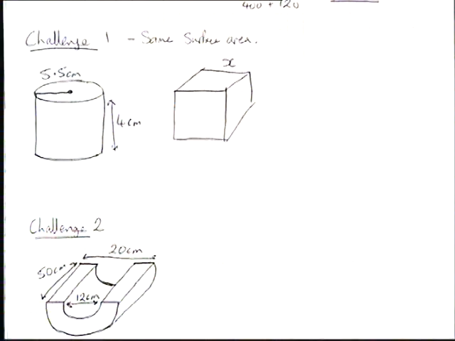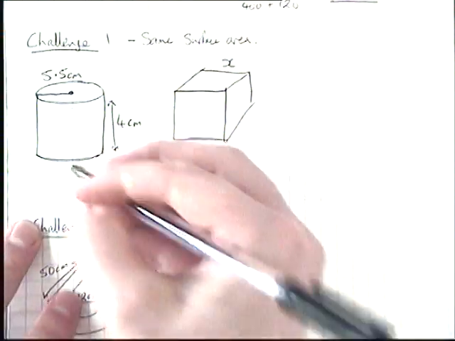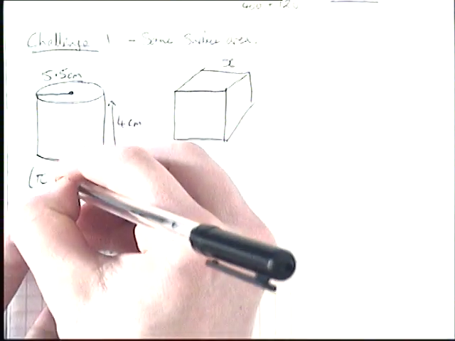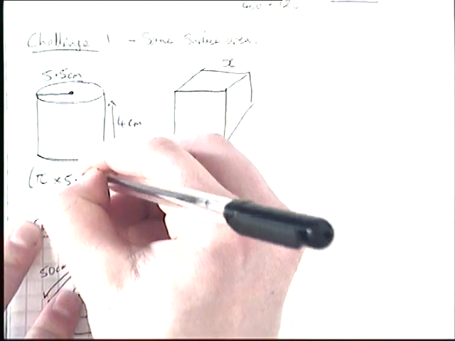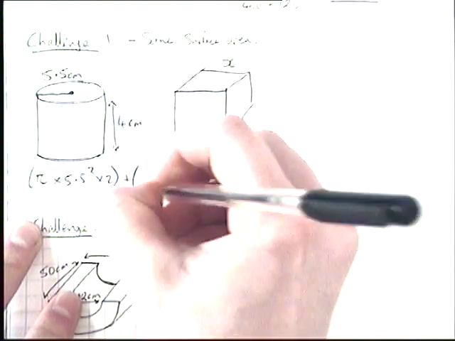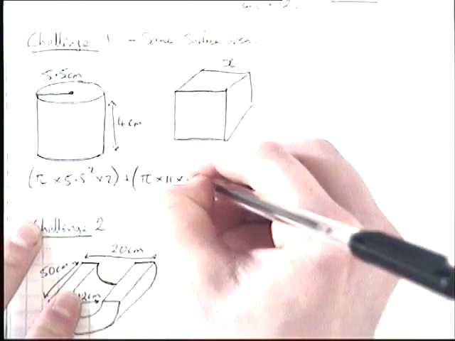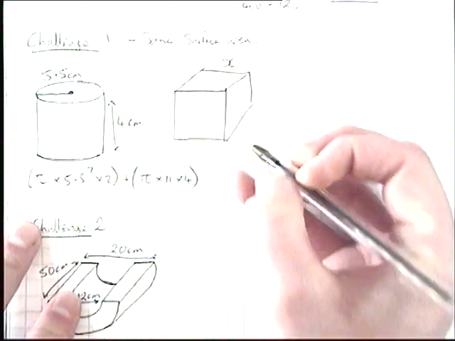Challenge 1. So they've got the same surface area, so we're going to work out the surface area of our cylinder and then use that to work out x on our cube. So the surface area of our cylinder, we're going to have pi times 5.5 squared times 2 plus pi times 11 multiplied by the length of 4.